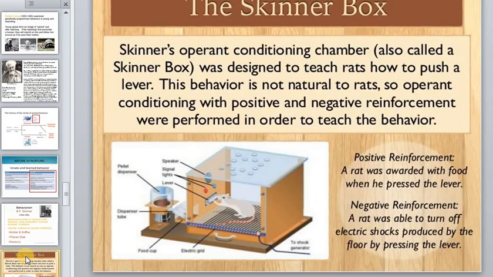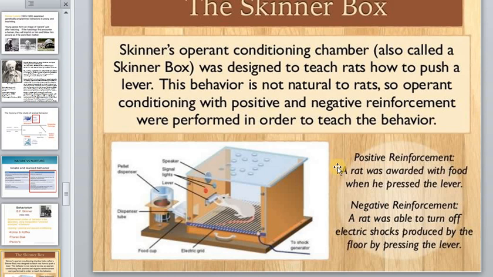Skinner's operant conditioning chamber, also called a Skinner box, was designed to teach rats how to push a lever, and this behavior is not natural to rats, of course. So operant conditioning with positive and even negative reinforcement was performed in order to teach the behavior.